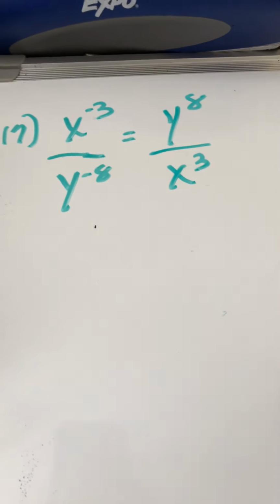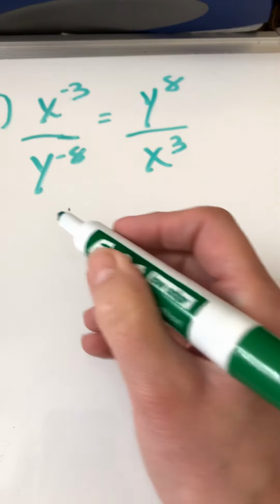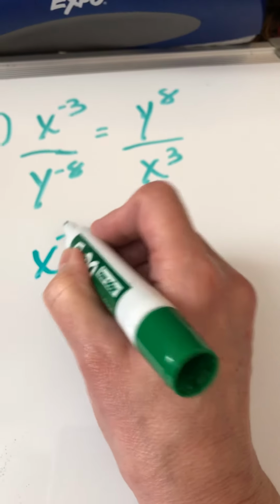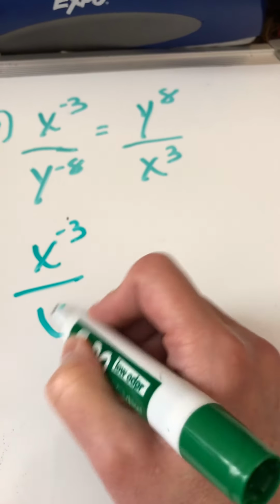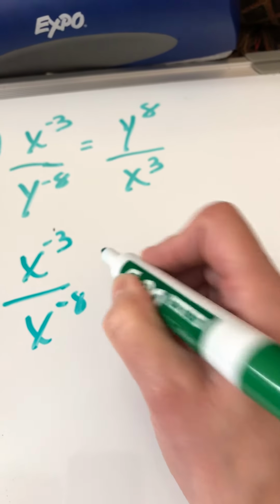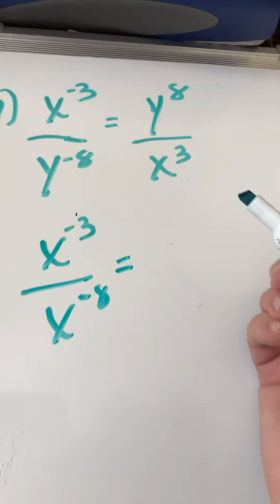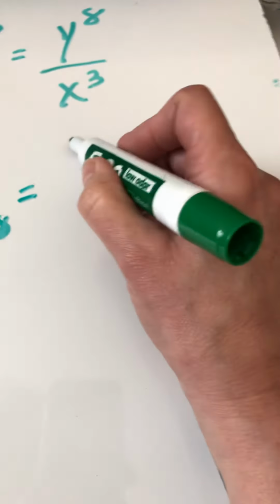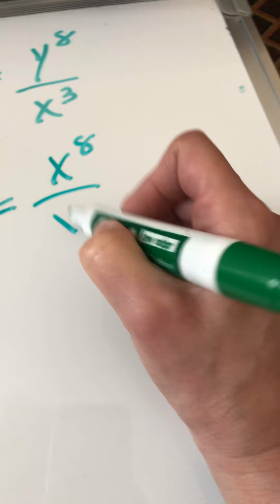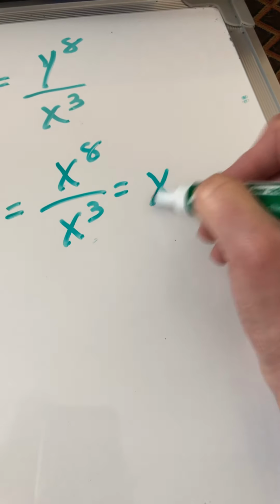Now, here's what I'm reading on this paper, because again, I had to go through and I always make some kind of a little silly error somewhere. Okay, here we go. So this really means x to the positive 8 over x to the positive 3, and you're going to get x to the 5th.